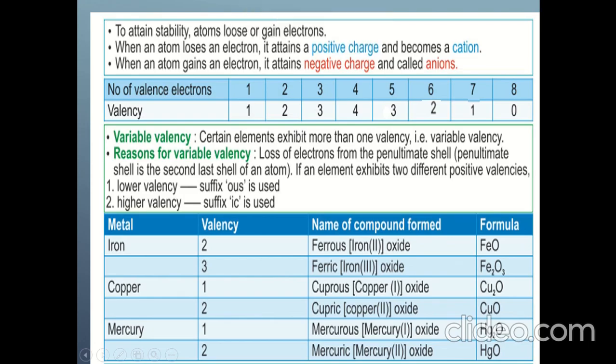Now, to attain stability, what do atoms do? They lose or gain electrons. So if it is a metal, it loses electrons, becomes positively charged and we call it a cation. When an atom gains electrons, it attains a negative charge and it is called an anion. Now here in this table, you can see the number of valence electrons. What is the meaning of valence electrons? Electrons which are present in the outermost shell. So if the number of electrons present in the last shell is 1, 2, 3, the valency remains 1, 2, 3.